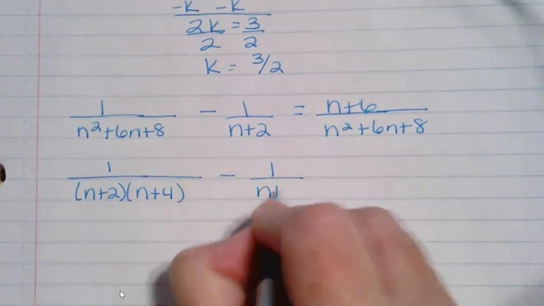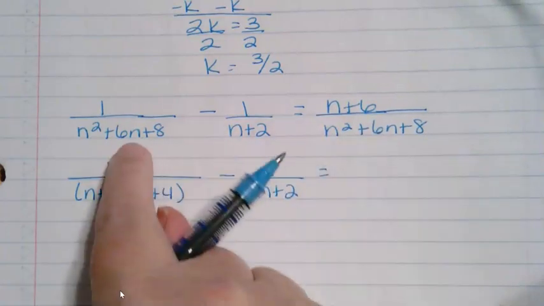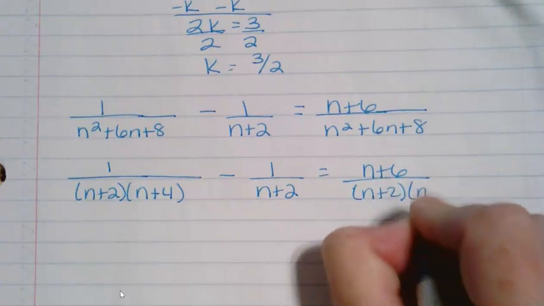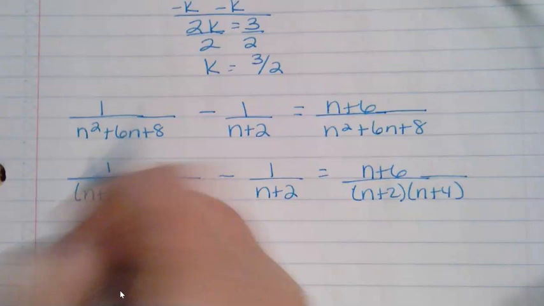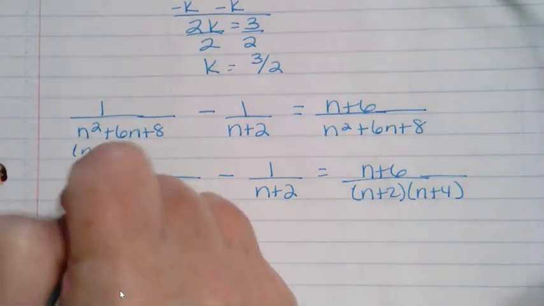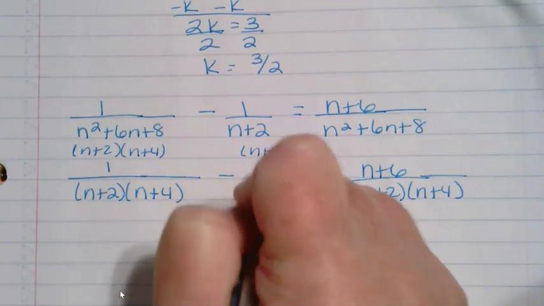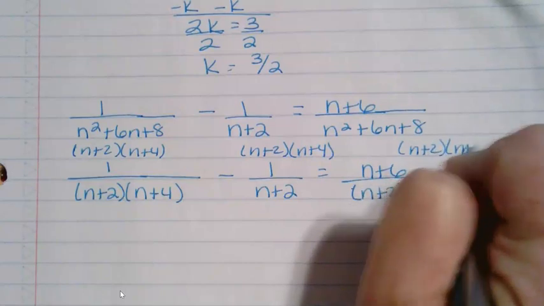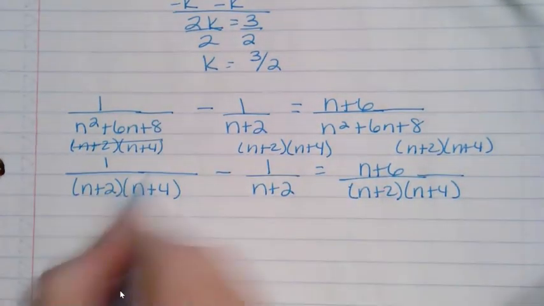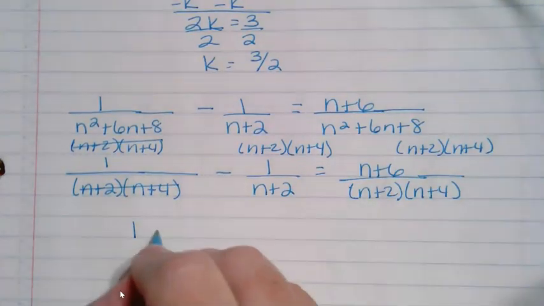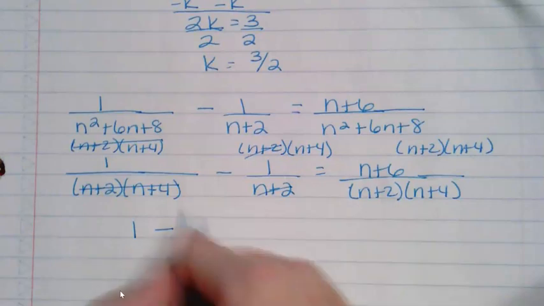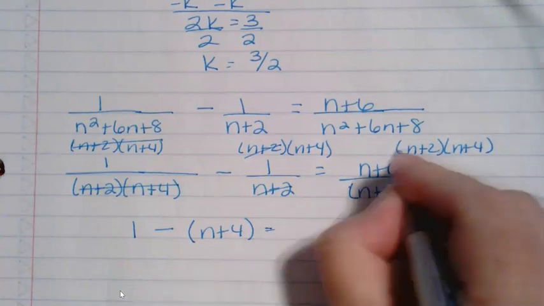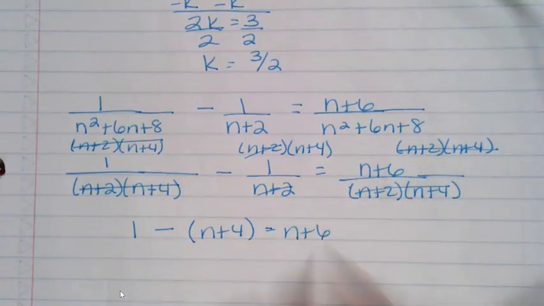1 over n plus 2. And then this is the same denominator over here, so n plus 6 over n plus 2, n plus 4. Multiply everything by n plus 2, n plus 4. Okay, so this and this cancel out, so we're left with a 1 minus, the n plus 2's cancel out, so n plus 4. And I did that for a reason, just give me 1 second. Cancel, cancel, n plus 6.